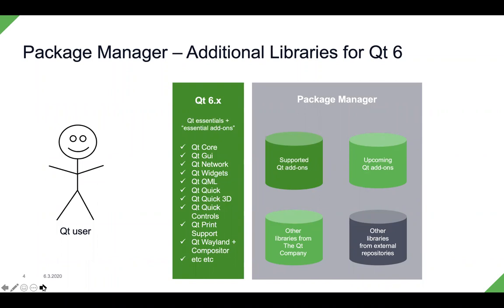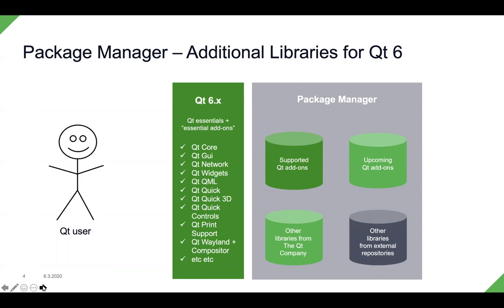So how to ensure a more flexible approach? What we are now creating is a base installation of Qt 6 that is a bit smaller than it has been before. It consists of the essential modules and a few selected add-ons that are essential or at least used by the really great majority of users. And then those add-ons that are still important but not always used, or used by a smaller number of users, we are distributing via a package manager.